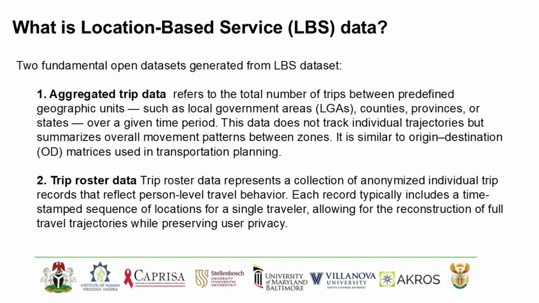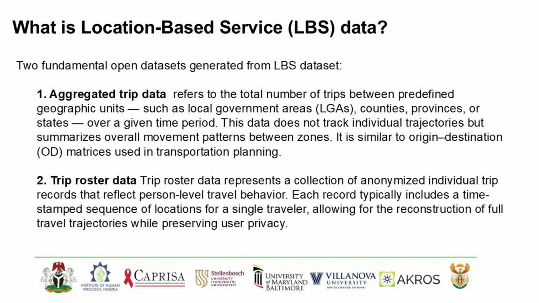It doesn't include individual trajectories. Instead, it captures overall movement patterns between regions, much like an origin-destination matrix commonly used in transportation planning. The second is trip raster data. This contains anonymized person-level travel records, each with a time-stamped sequence of locations for one traveler. It allows us to reconstruct complete travel trajectories while still protecting user privacy.